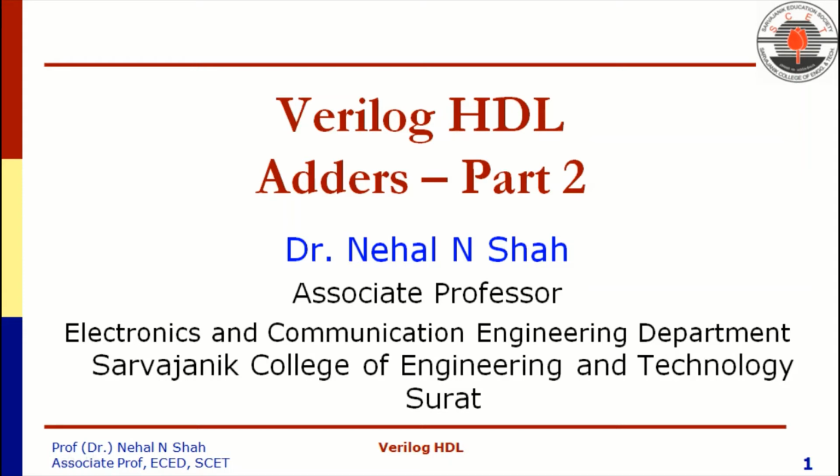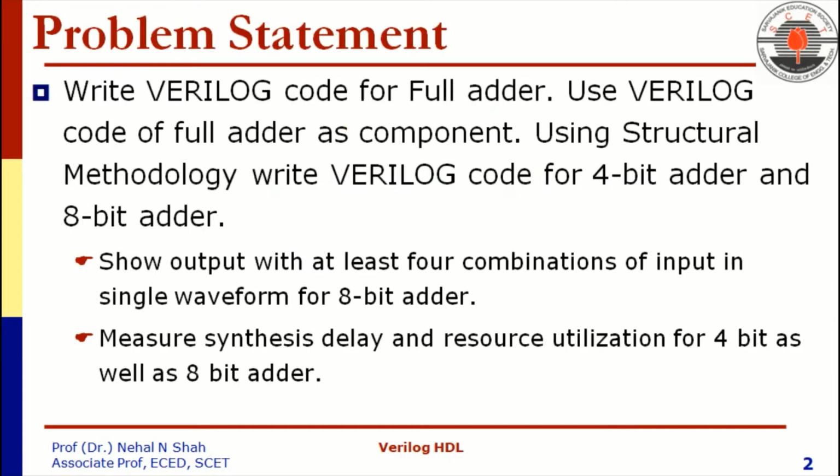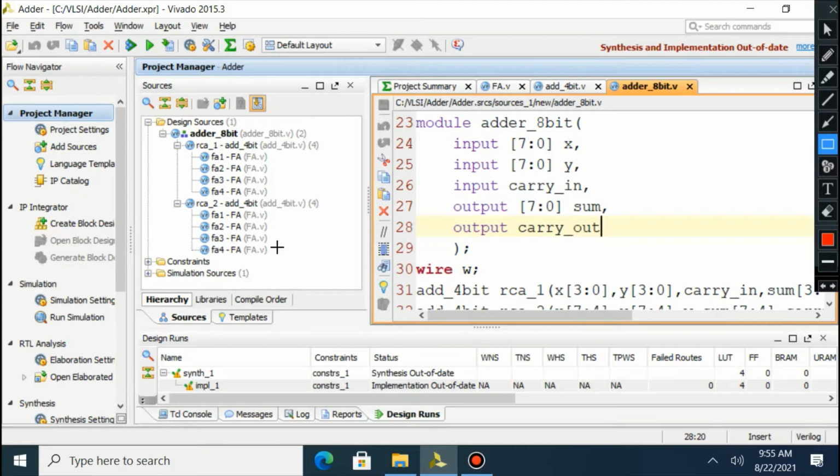Hello everyone. In first part, we have seen 4-bit and 8-bit RCA using full adder. In this part, we will measure synthesis delay and resource utilization for 4-bit as well as 8-bit adder. 8-bit RCA was created using two different 4-bit RCA, and 4-bit RCA was created using FA.